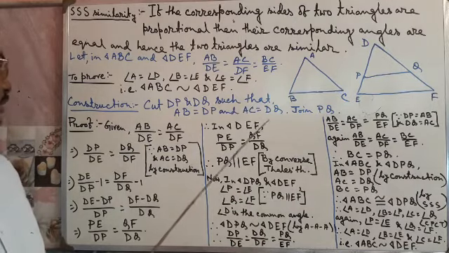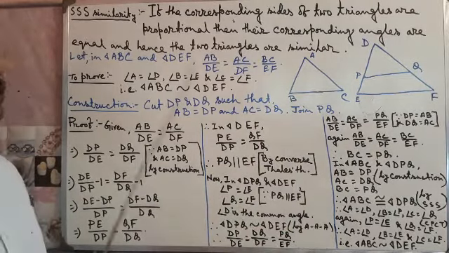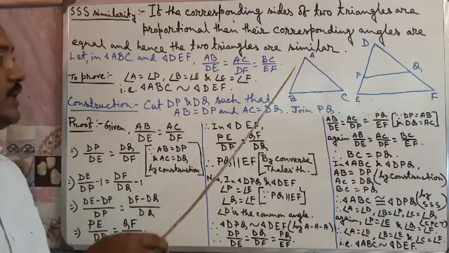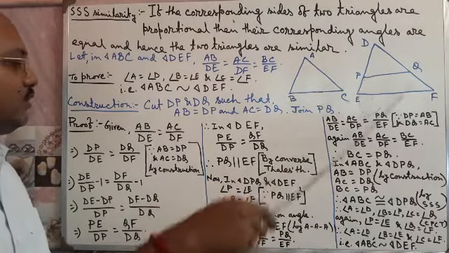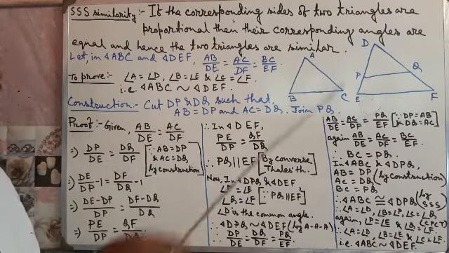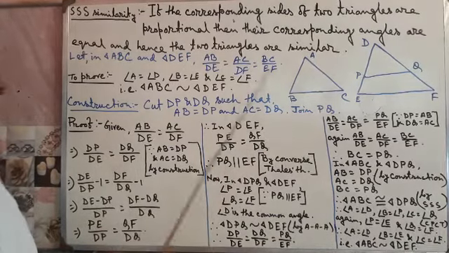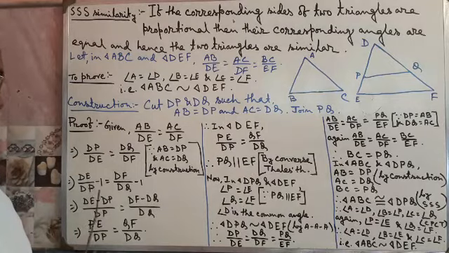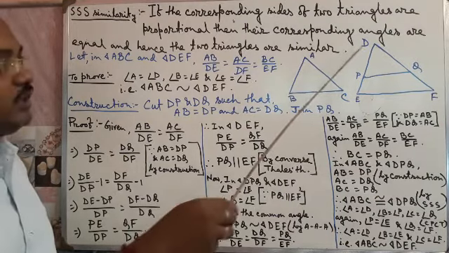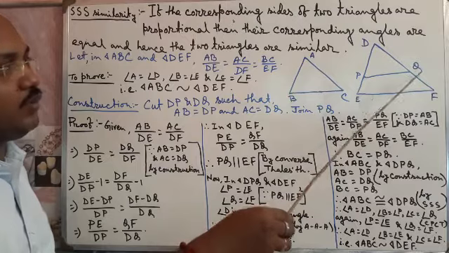Now you see, AB by DE is equal to AC by DF. This one is given. Again by construction, AB is equal to DP and AC is equal to DQ. So we can replace AB and AC by DP and DQ. So in this triangle we will get DP by DE is equal to DQ by DF. Reversing and subtracting 1 from both sides, we will get PE by DP is equal to QF by DQ. So in this triangle DEF, you see PE by DP is equal to QF by DQ.